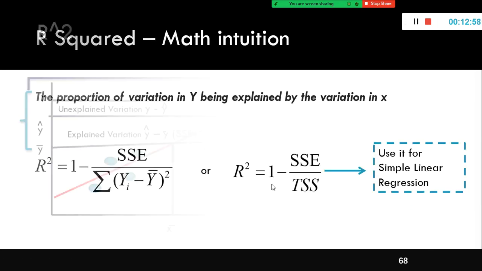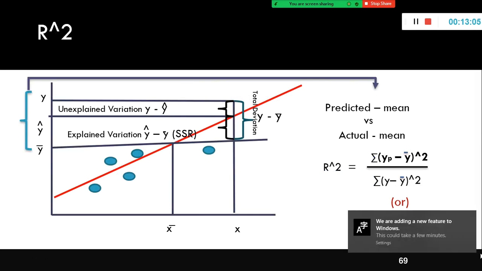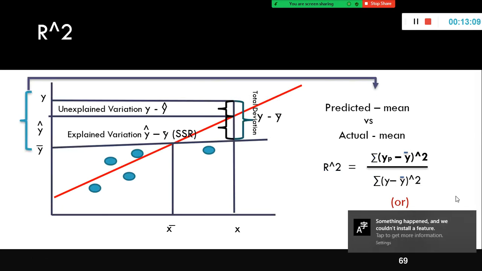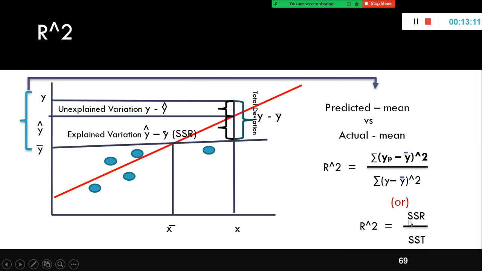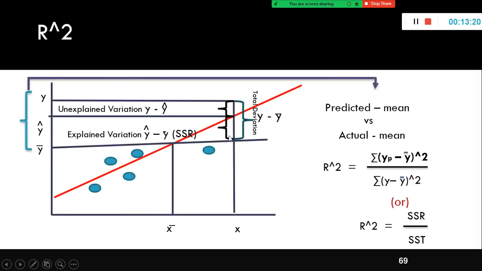It is the explained variation divided by the total sum of squares. Out of the total squared error, what is the explained variation? That is your R squared. In other words, we can say this way also: 1 minus SSE, the sum of squared error, divided by total. 1 minus SSE over SST is nothing but SSR divided by SST. That's what I mentioned.